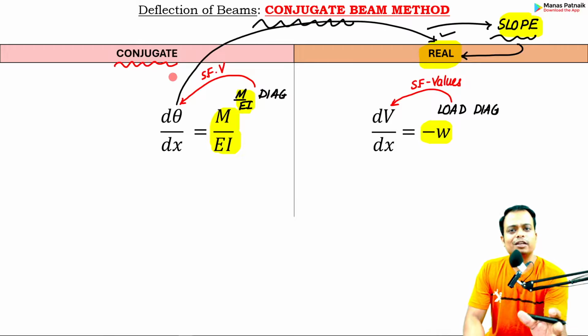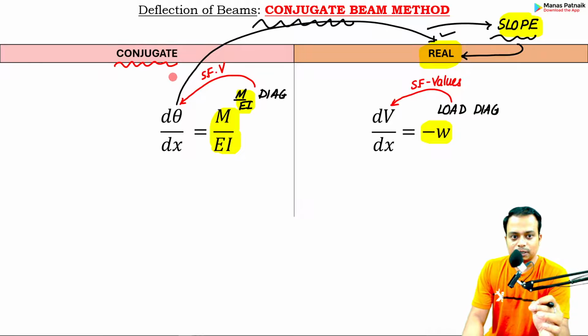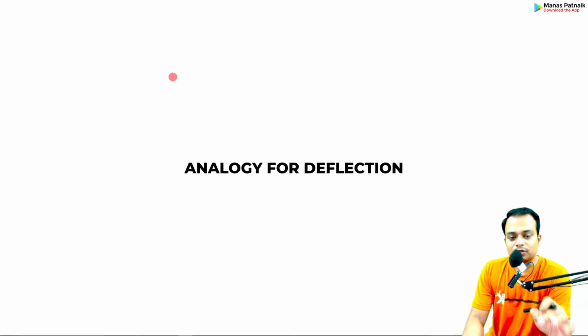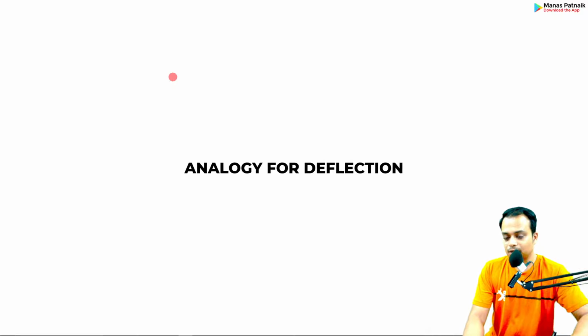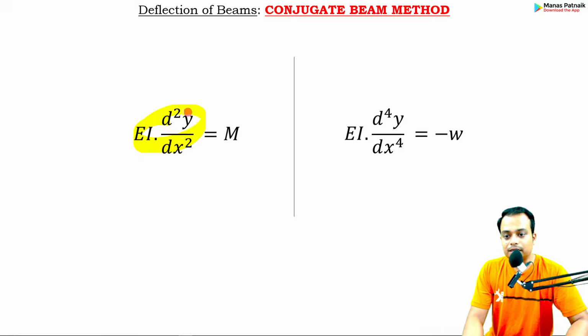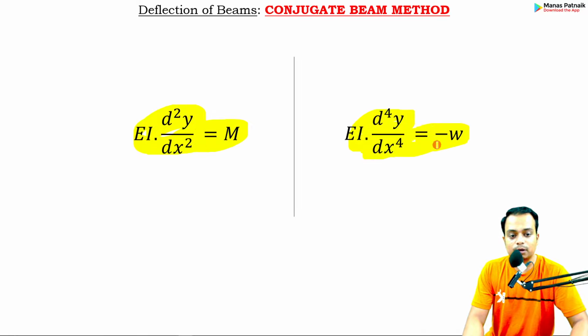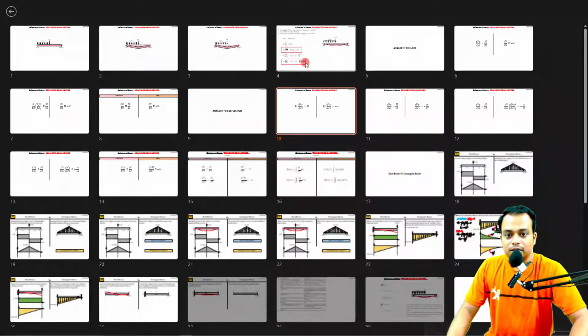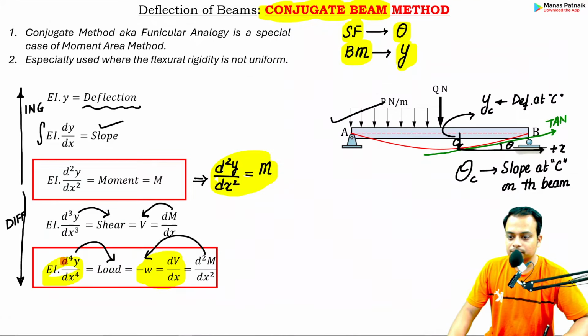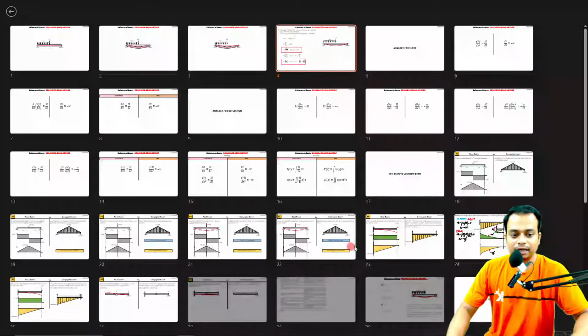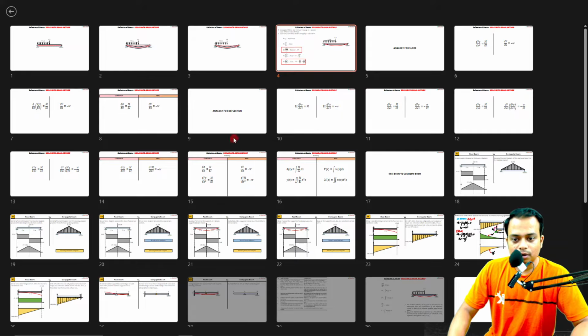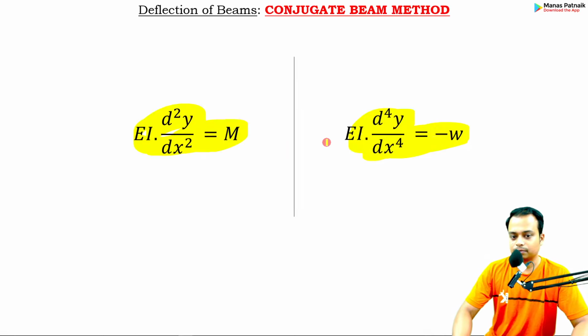It's very easy to make the conjugate beam. Don't worry, I'll give you all the notes. Not to worry. Keep watching. Okay, so far so good. Now we come to another analogy, which is for deflection. I'm going to be using one more relationship. This one, EI d2y by dx square is equal to M, and another one, EI d4y over dx power 4. If you forgot, this is what I am using. This and this, obviously. Here we go again. Analogy for deflection, and here we go.